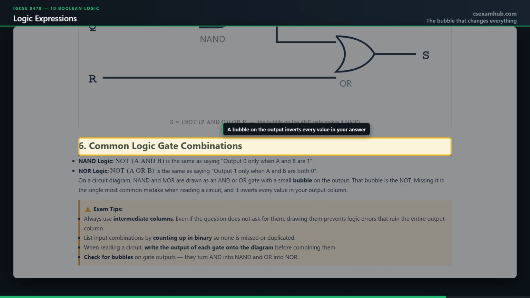Look at the second circuit on the page. The gate on the left has the D shape of an AND gate, but there is a bubble on its output, so it is a NAND, and its output is NOT (P and Q). Miss that bubble and you will read it as a plain AND. And because NOT inverts everything, every single value in your output column will come out wrong. So before you start tracing any circuit, scan the gate outputs for bubbles.